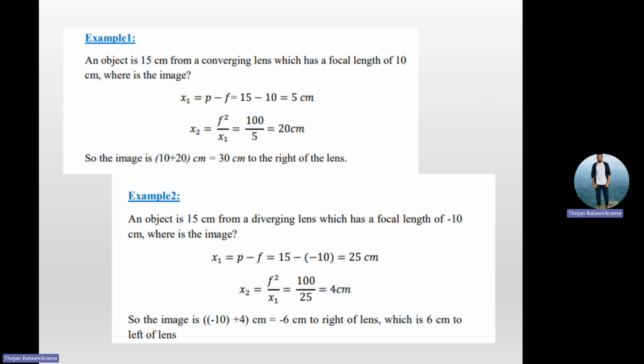Second exercise. Did you check the question? An object is 15 centimeters from a diverging lens, so the lens has changed. Since it is diverging it should be minus, which has a focal length of minus 10 centimeters. Where is the image? Then same thing.